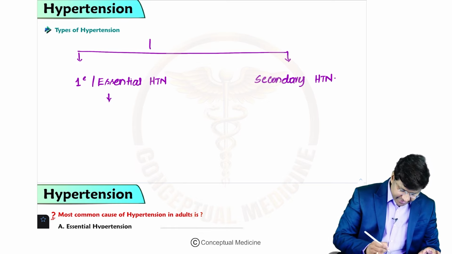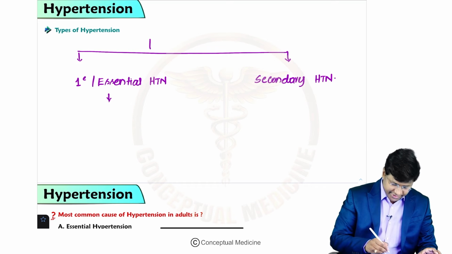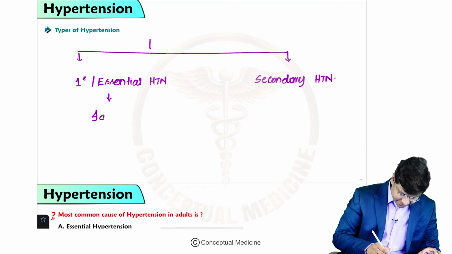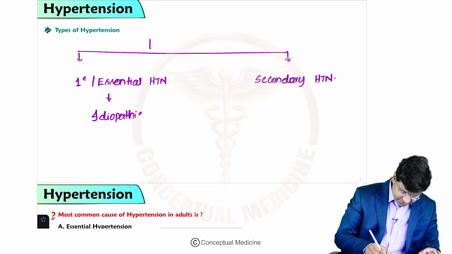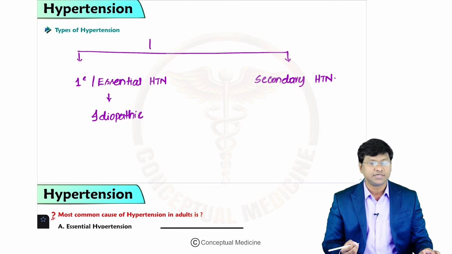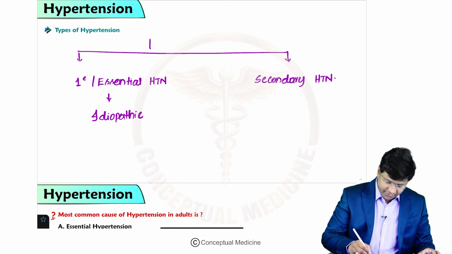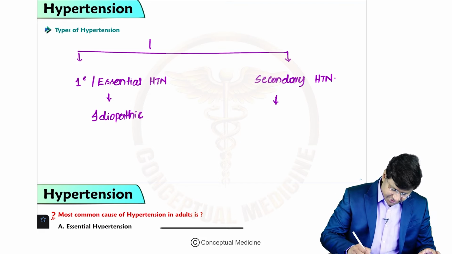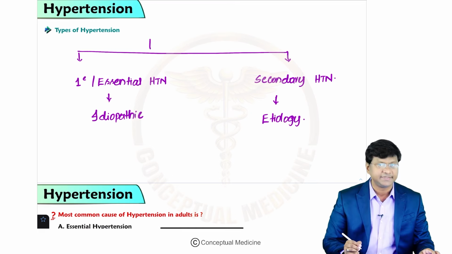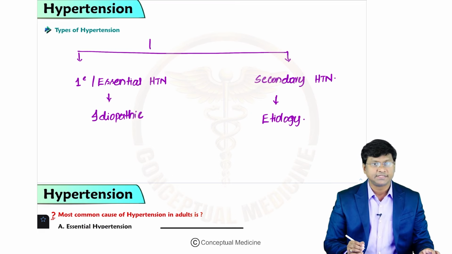In case of primary or essential hypertension, it is idiopathic. We don't know what exactly is the cause for the hypertension. Whereas secondary hypertension is where you have the presence of an underlying etiology for the development of hypertension. That is what is called secondary hypertension.